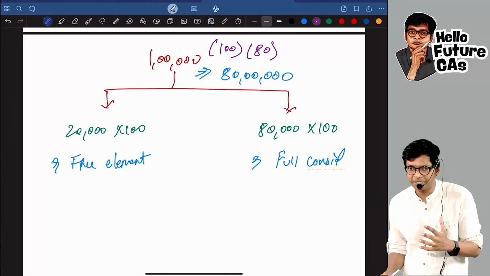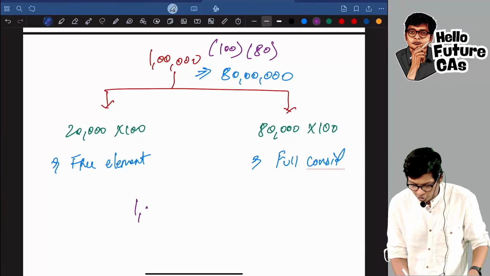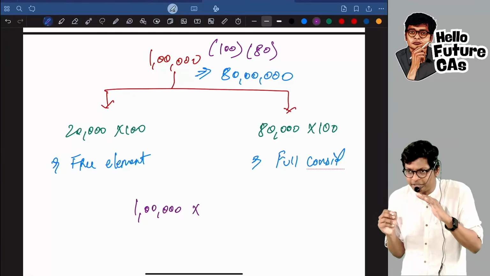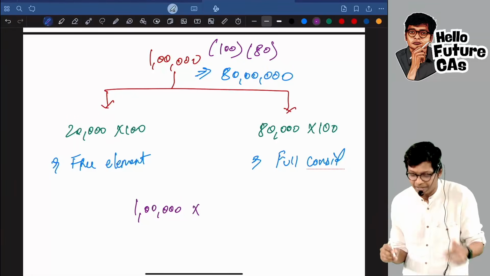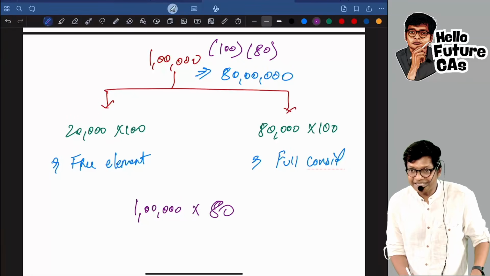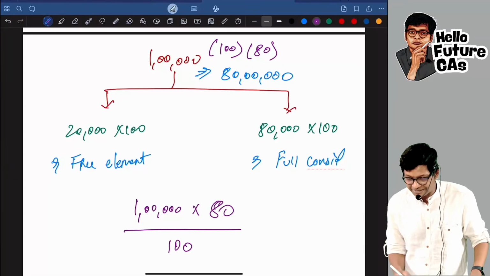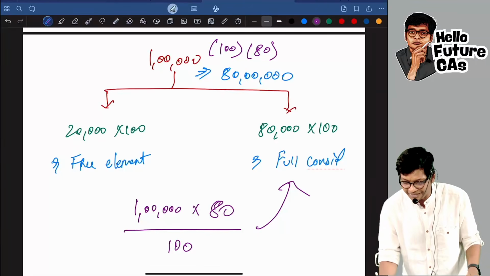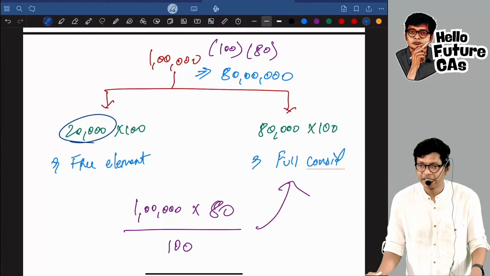Sir, how to split this? Very simple. Again, I will show you here. 1 lakh options we had. You always multiply by how much they paid. They paid 80, divided by the full market price, which is 100. So you will get 80,000 into 100. That means the balance 20,000 is free.